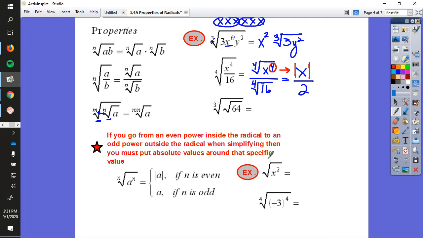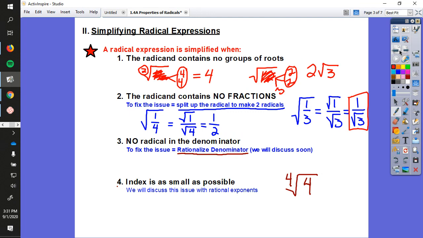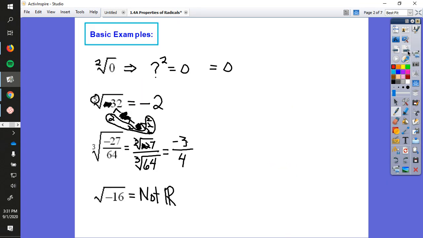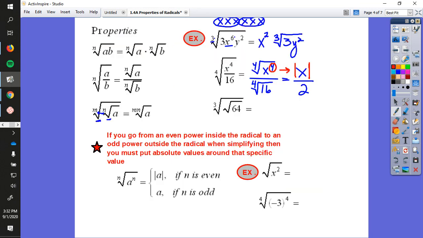And raising a negative, let's say, because the negatives are our issue, raising a negative to a 4th power makes it positive. So our result, the 4th root of a positive, has to be positive. Well, if x was negative and I didn't have absolute values, I'd have a negative. The result of a 4th root would be negative. And we already talked about the result. If I go back a couple slides here, the result of an even index has to be positive. So sometimes we have to force it to be positive when we don't know what it is. And that's what we do with the absolute value.